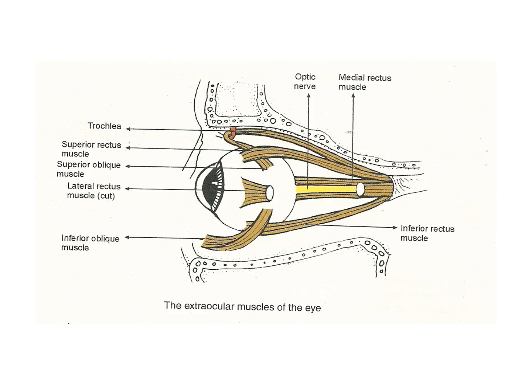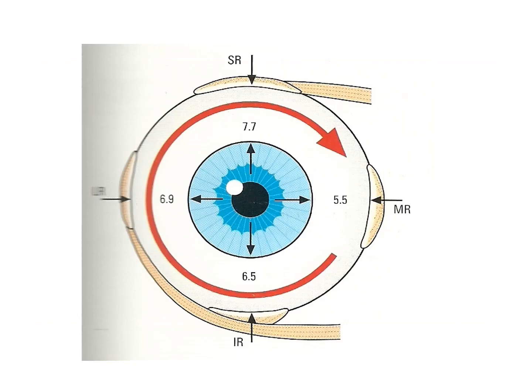Here you can appreciate the origin and the insertion of the extraocular muscles. The total extraocular muscles are 6 in number, 4 recti and 2 obliques. The muscles insert around the limbus: medial rectus at 5.5 millimeter from the limbus, inferior rectus 6.5 millimeter, lateral rectus about 7 millimeter, and the superior rectus about 7.7 millimeter from the limbus.